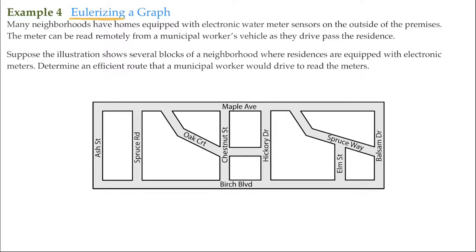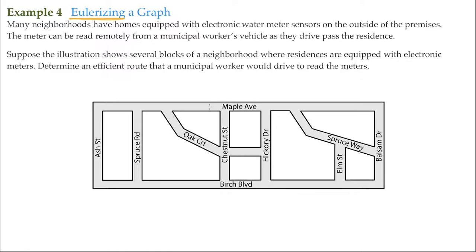So we'll just go ahead and read it again. Many neighborhoods have homes equipped with electronic water meter sensors on the outside of the premises. The meter can be read remotely from a municipal worker's vehicle as they drive past the residence. Suppose the illustration shows several blocks of a neighborhood where residences are equipped with electronic meters. Determine an efficient route that a municipal worker would drive to read the meters.